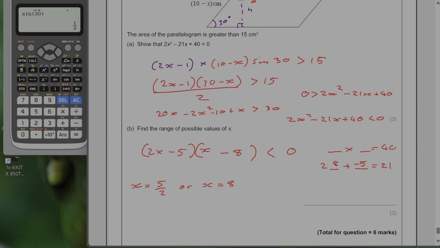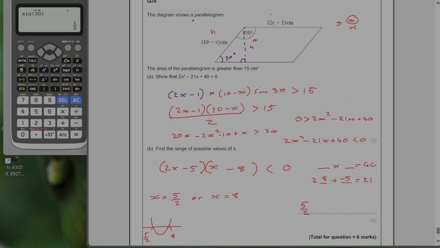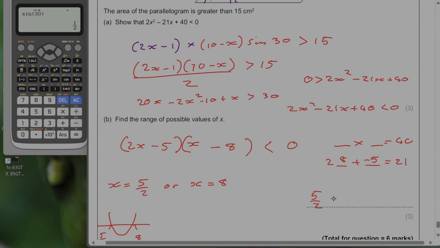If we, just a very basic graph here, we've got two values, 5 over 2 and 8. And we're after the region where the graph is less than 0. So we want this region here. So we're saying that 5 over 2 has to be less than x, which has to be less than 8.